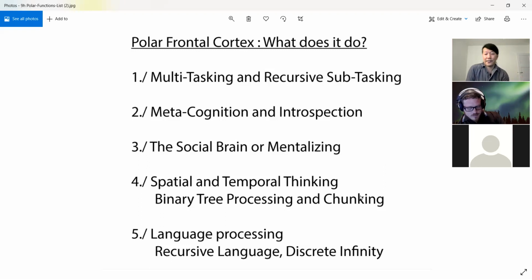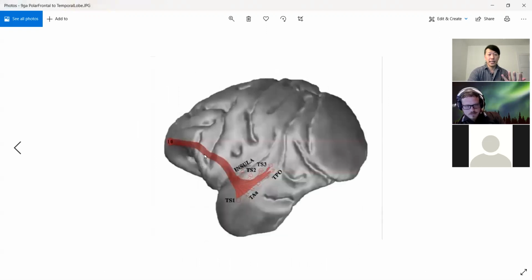Now point 5 is the really powerful one. The really powerful point 5 is this. Go back to the earlier diagram. These connections of the polar frontal cortex with the language centers, this is where the real action is going on in terms of metacognition, in terms of quantum leap in ability.